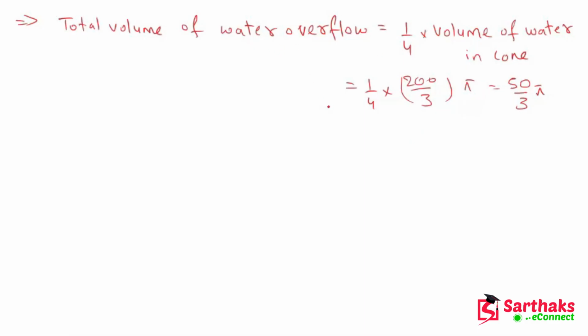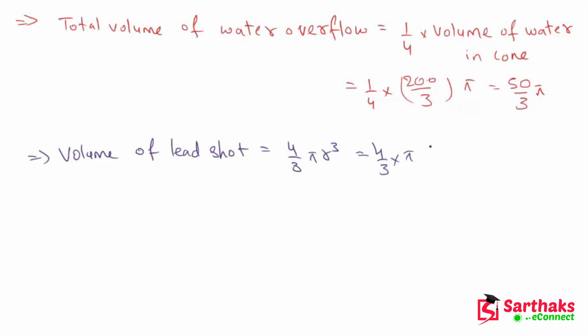Now the volume of a lead shot is 4/3 pi r cube. We know 4/3 into pi into r, which is 0.5, whole cube. If we solve this, we get 1/6 pi. Now what is the number of lead shots?